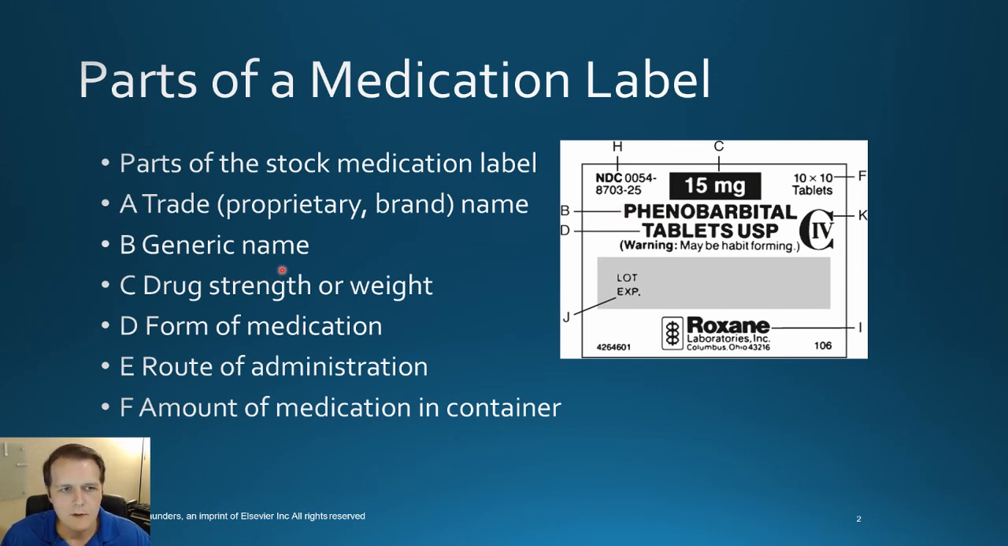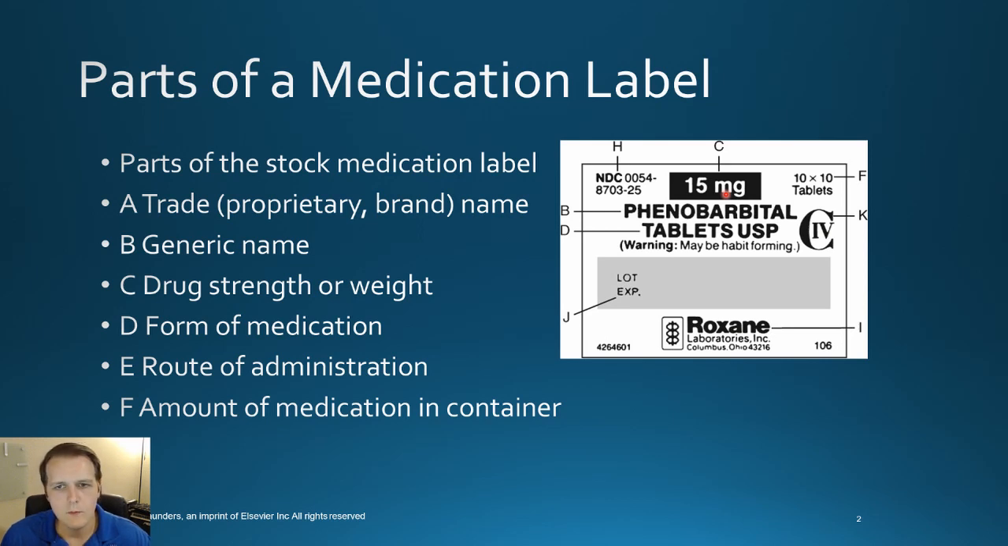Up next, as I mentioned, we have the brand name, which is letter B, and then you have C, which is going to be the drug strength or weight. C here is going to be 15 milligrams. So based off of this, we know that phenobarbital is the generic name of the drug, and it's 15 milligrams, whether it's tablets, capsules, whatever the case may be.